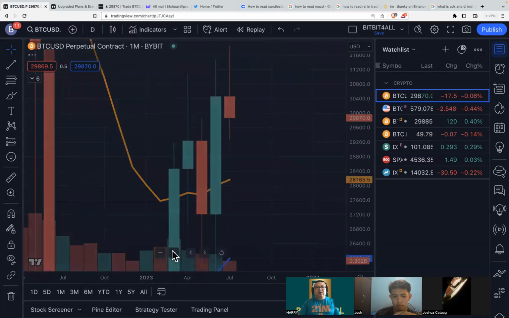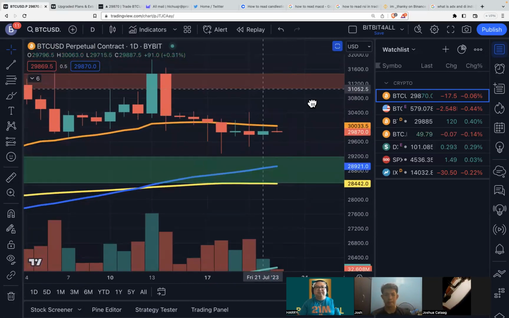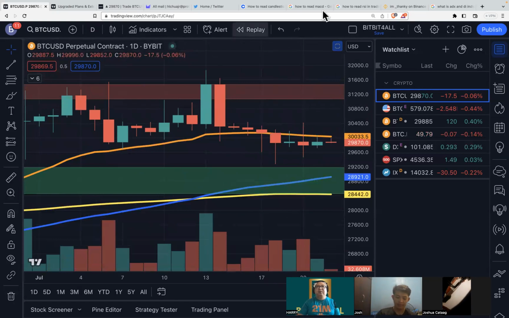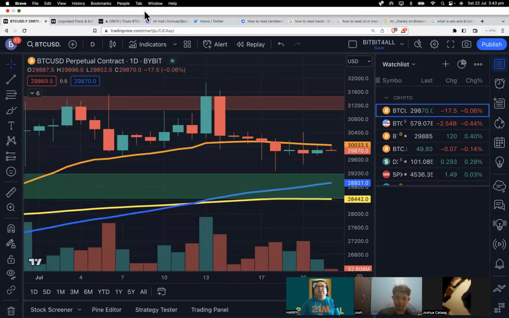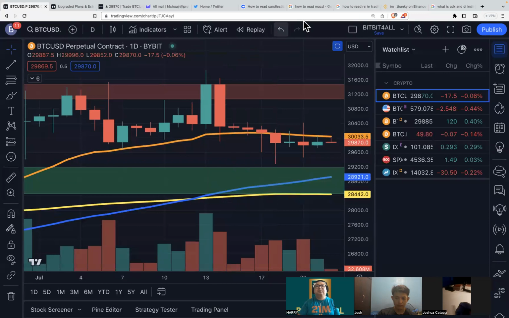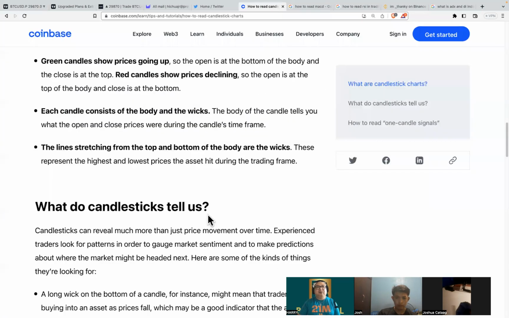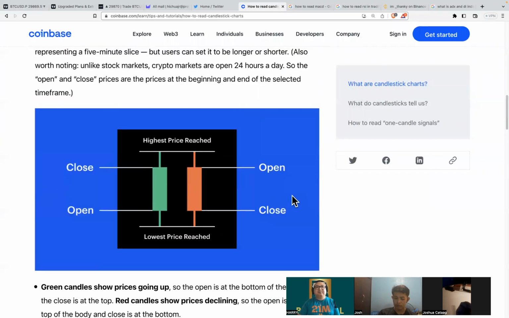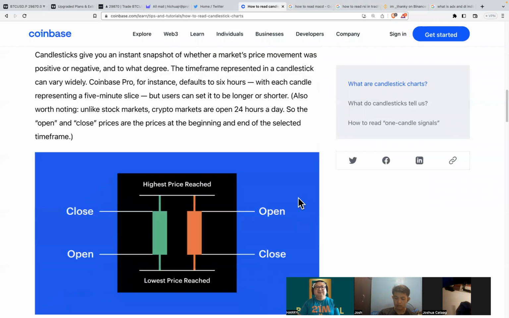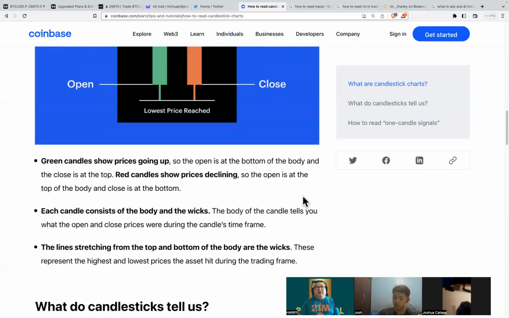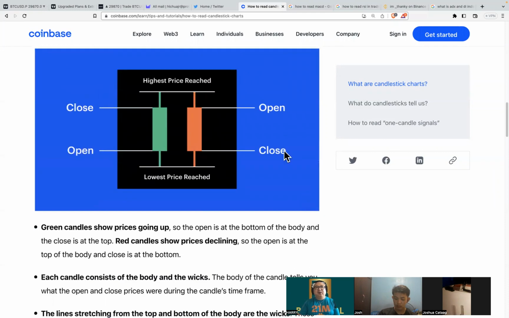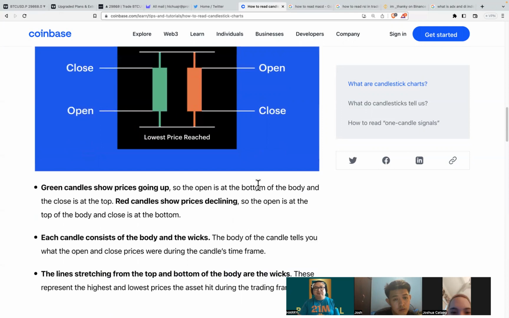I'll just show you how to read a candle. So, meron akong ano dito. Notes. How to read the candles. Okay, so ano ba ang mga candles na yan? Okay, so usually green will indicate that the prices is going up. Okay, so green up, red down.